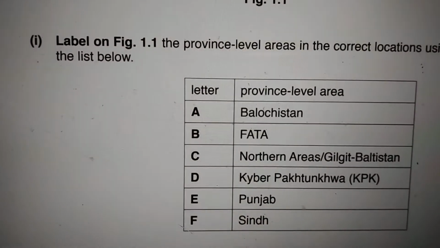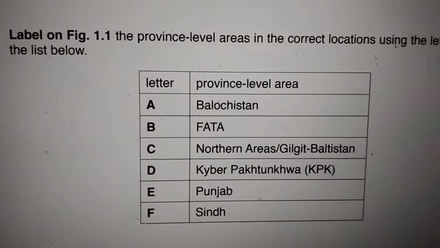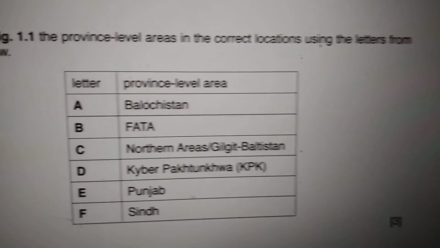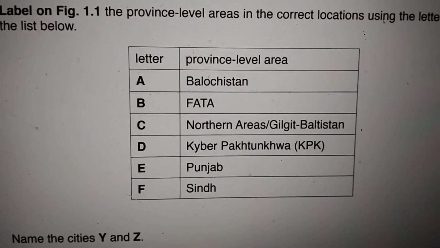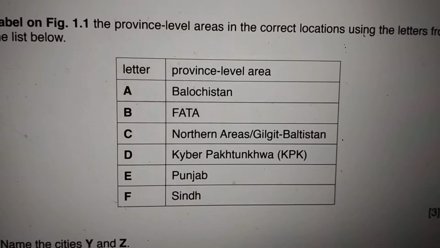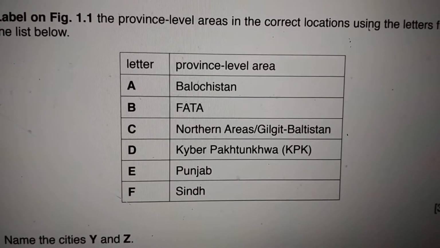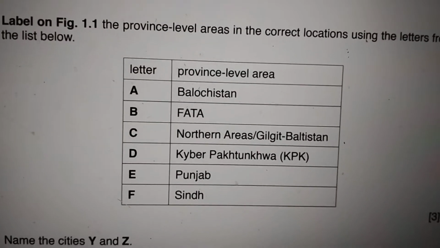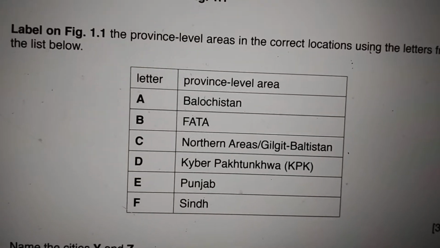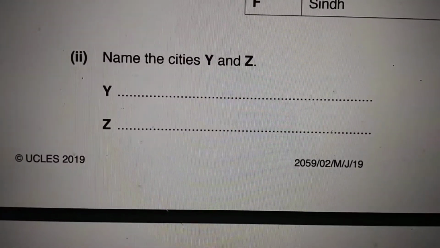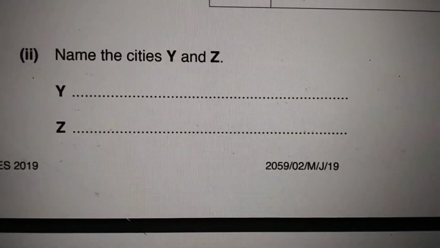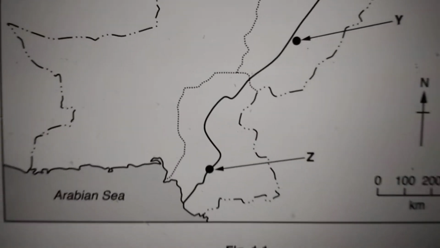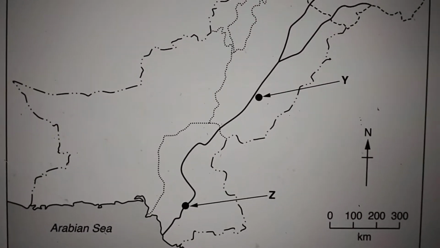The question is asking, label on figure 1.1 on the map the province level areas in the correct locations using the letters from the list below. And here are the letters, and the province level areas are also given. So we just have to write down correctly where these letters will be coming. In this regard, we first have to write the names of the cities Y and Z. So first we mention these two cities.